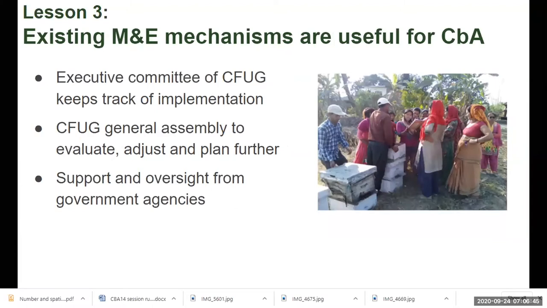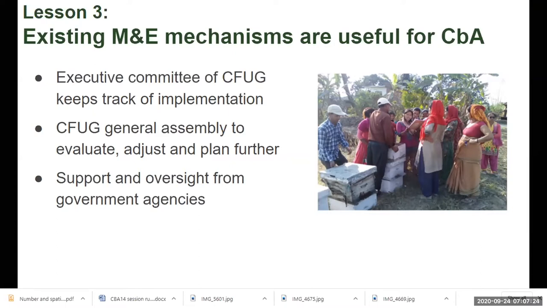Similarly, the third lesson is that the monitoring and evaluation mechanisms of community forests are also useful for community-based adaptation. As many of you know, community forestry has different oversight mechanisms. The executive committee of the community forest user group has regular meetings for day-to-day operations. They also have the responsibility to make sure things go as planned, so they keep track of implementation.